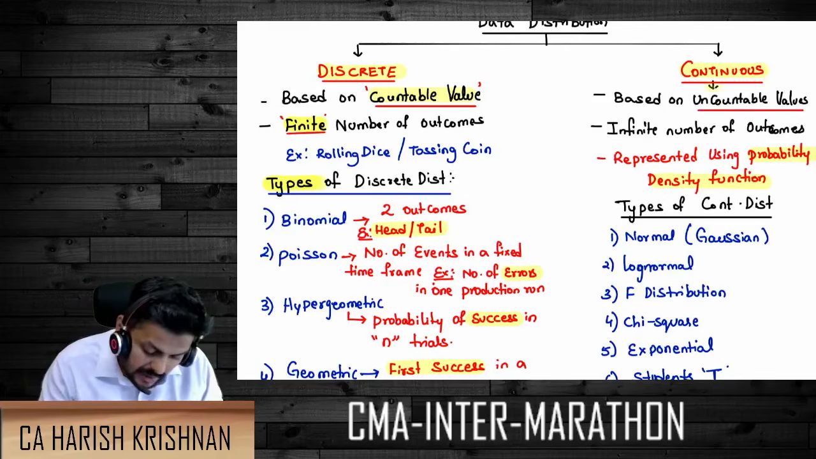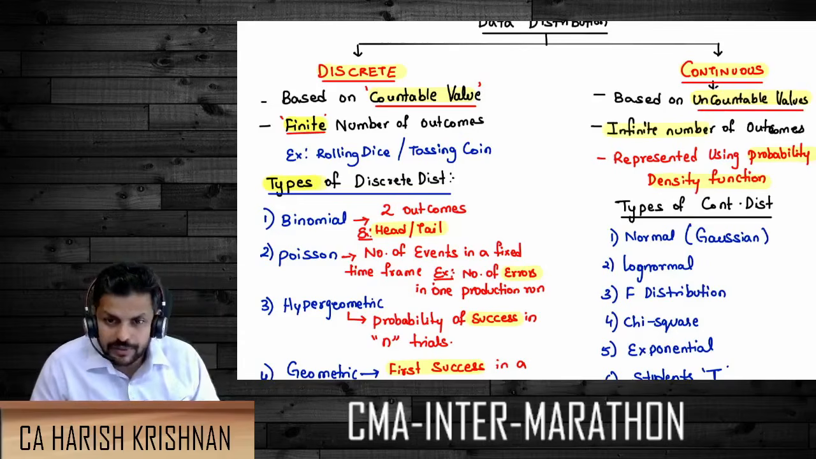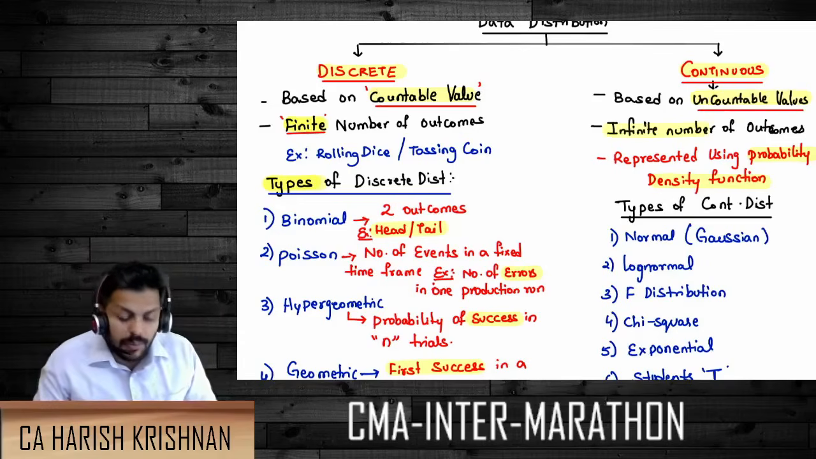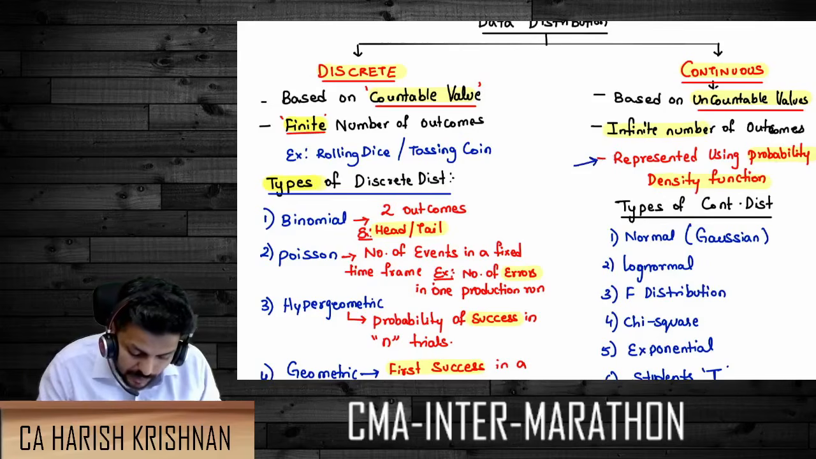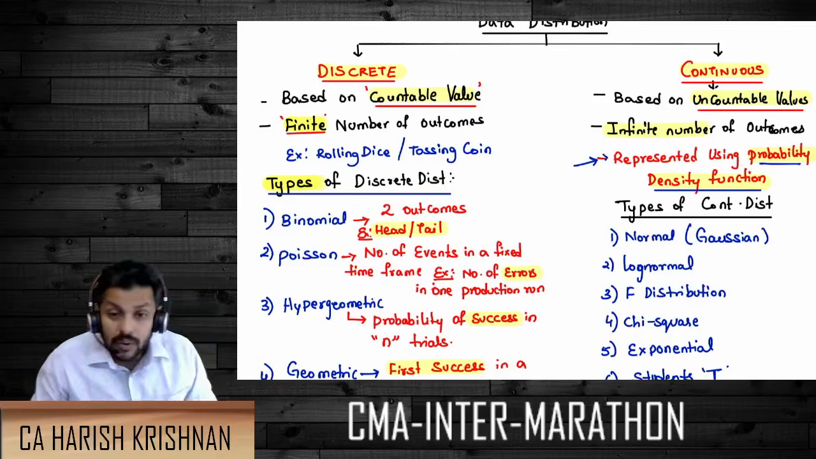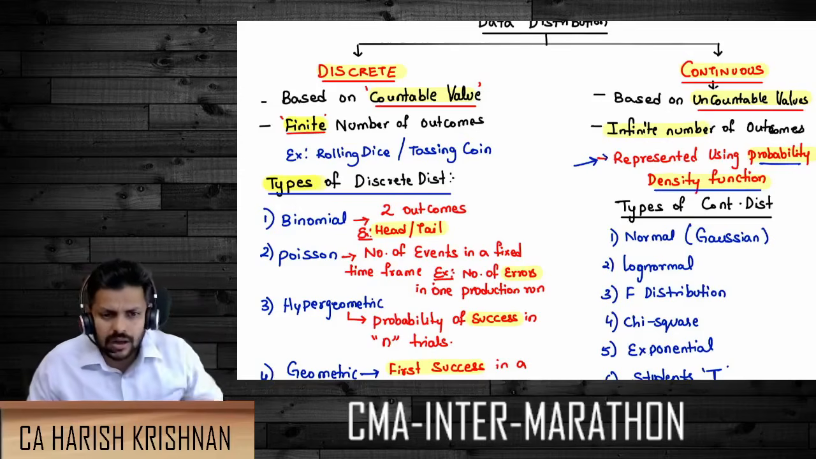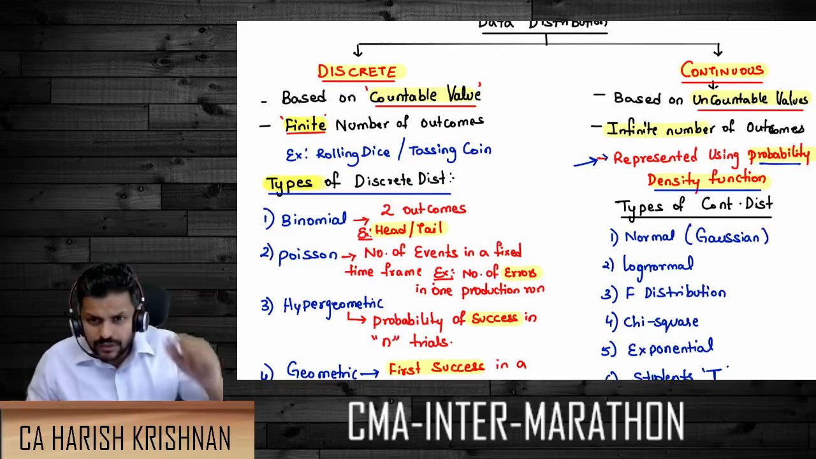Based on what? Uncountable values, where infinite number of outcomes are possible, which is represented by how deep the probability is, which is called the probability density function, right? Like see what exactly will be the outcome. Some of those are all that is what you studied. If you have gone through the syllabus, I've explained each of them.